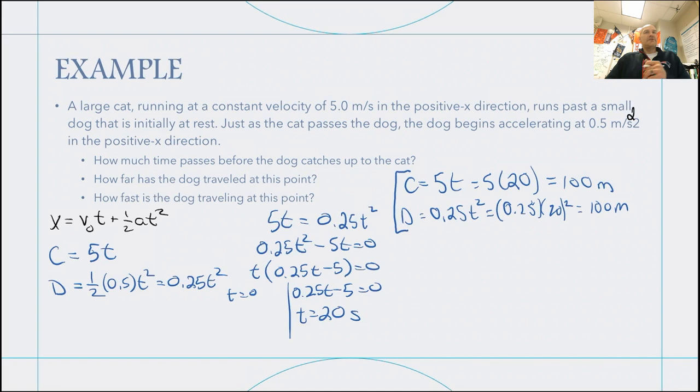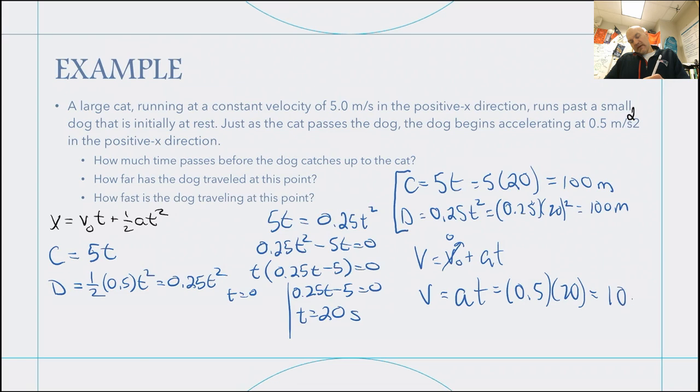Now, how fast is the dog traveling at this point? We use our velocity equation, v equals v naught plus a t. They have no initial velocity, so we simply do a times t, or 0.5 times 20. They're moving at 10 meters per second at this point.